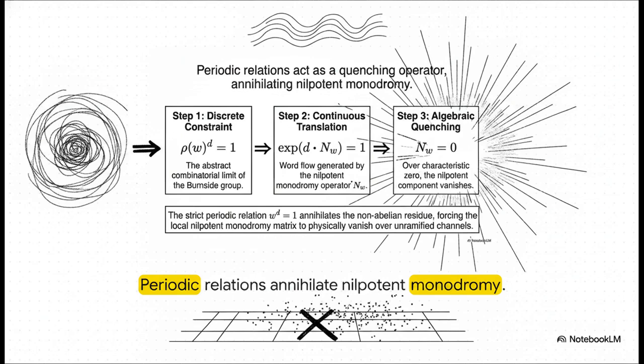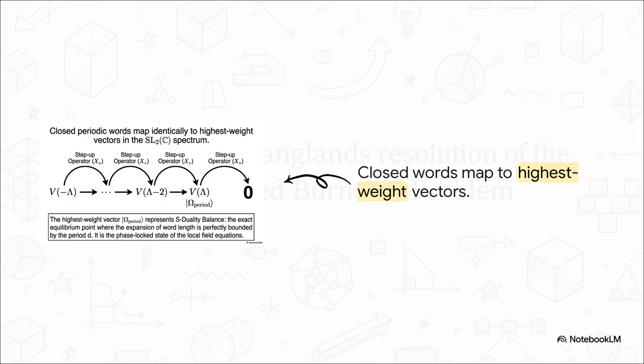Over a field of characteristic 0, it completely annihilates the non-abelian residue, forcing that nilpotent monodromy matrix to physically vanish over the unramified channels. So what does that actually mean geometrically? It means closed periodic words map identically to highest weight vectors in the SL2C spectrum. Understanding the state diagram here, the step-up operator x plus pushes us along the orbit. But because our monodromy vanished, x plus acting on the period vectors simply equals 0. The highest weight vector represents perfect S-duality balance. It's the exact equilibrium point where discrete word expansion is perfectly locked and bounded by the strict mathematical period d.